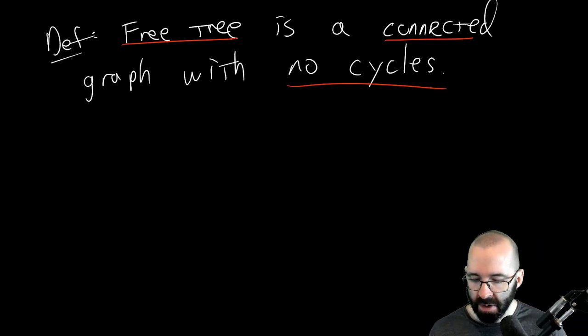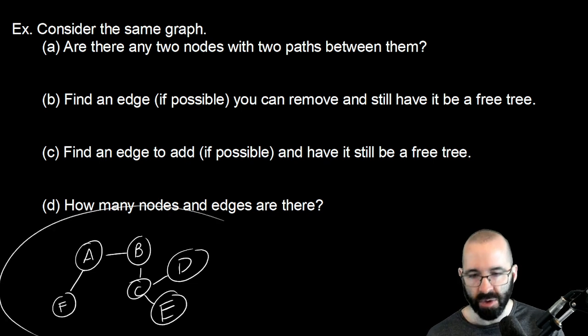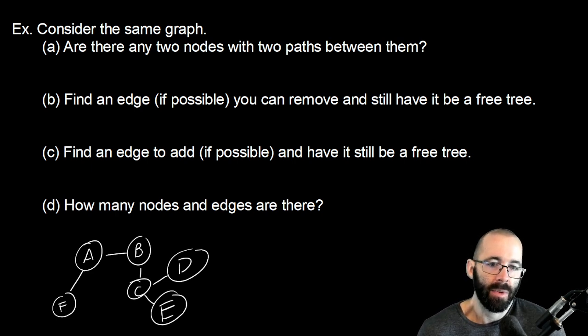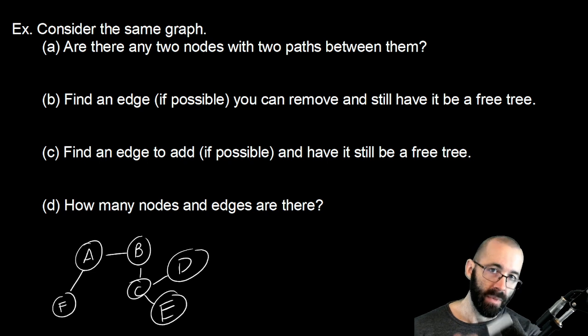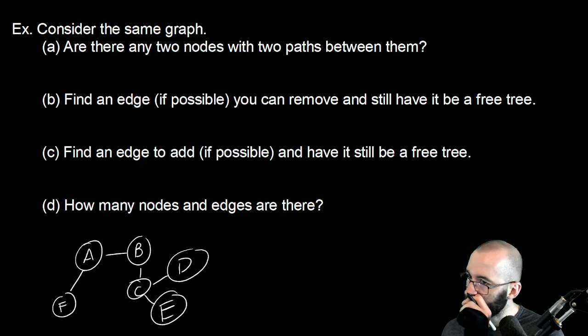As another example, we're going to do a couple of questions with this free tree over here. It's a simpler version of a free tree. Pretty self-explanatory. We have 6 nodes, A through F. So what I would like you to do is pause the video and answer these questions. See how you can work with these definitions and see if we can get anything from these ideas.